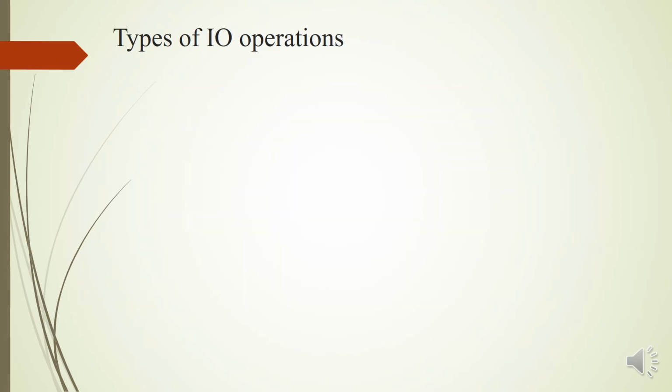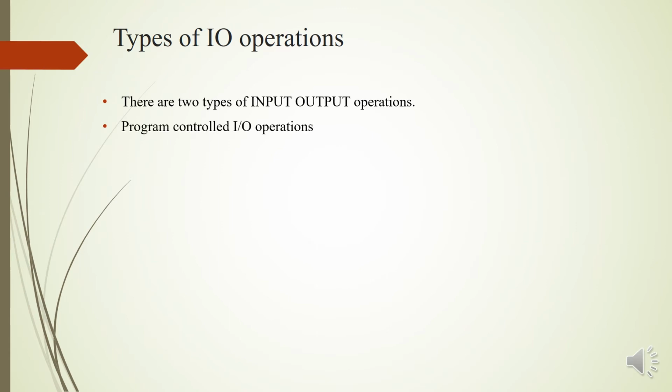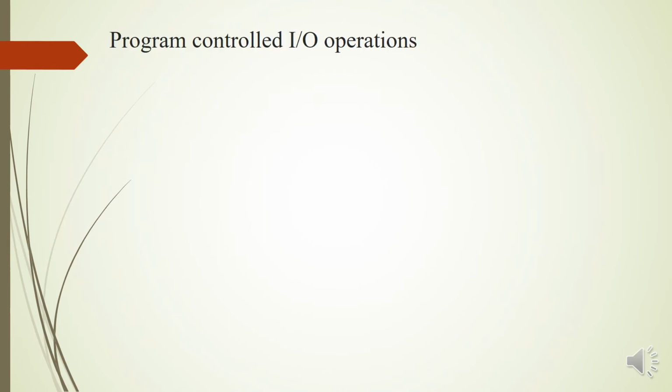What are the types of I/O operations? There are 2 types of input-output operations: program controlled I/O operations, and memory mapped I/O operations. Coming to the program controlled I/O operations. To perform I/O transfer, we need machine instructions.